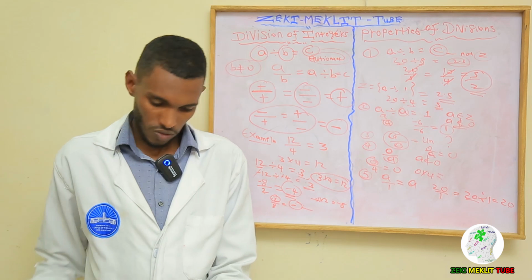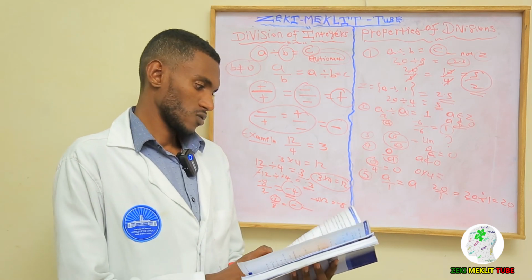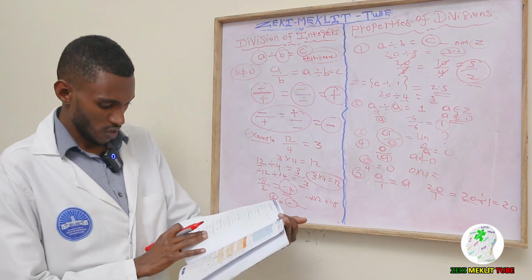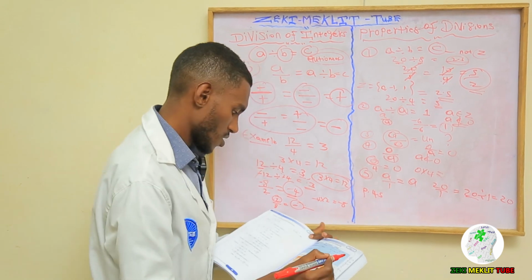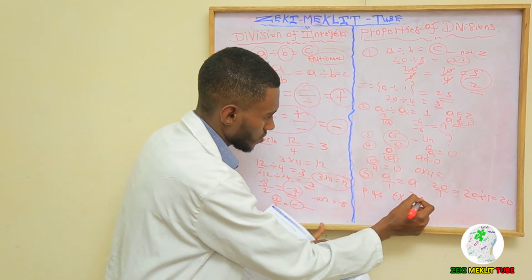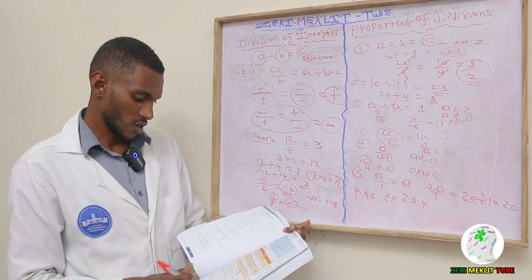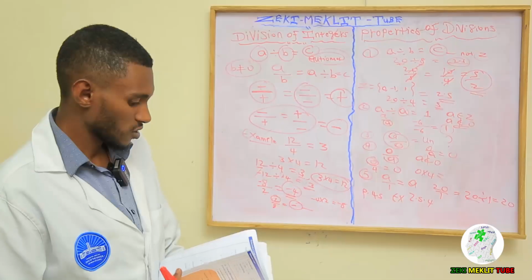Let me give you homework, then we will summarize. Today we learned about division, so let me give you one homework only: page 45, exercise 2.54. There are 5 questions related to division.